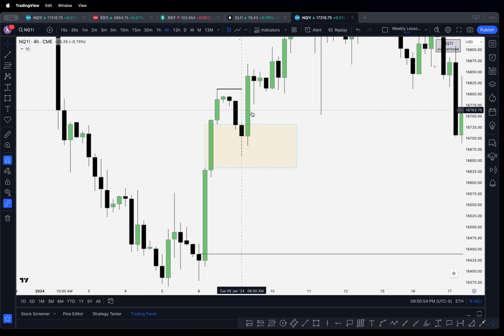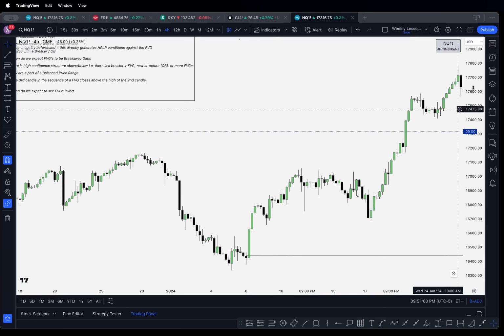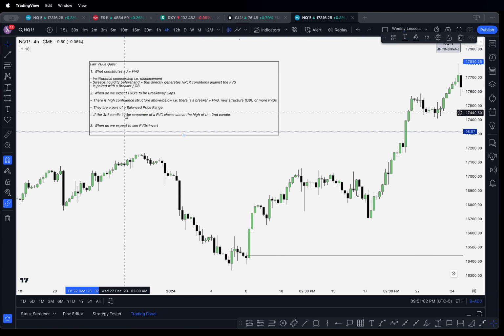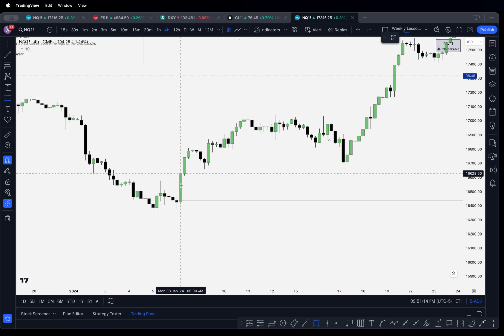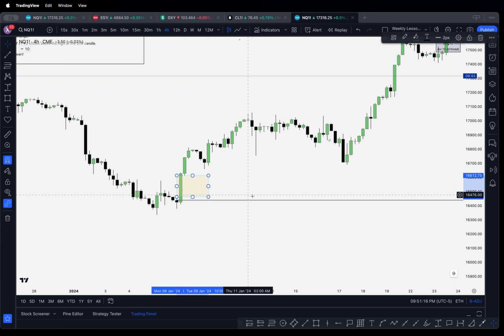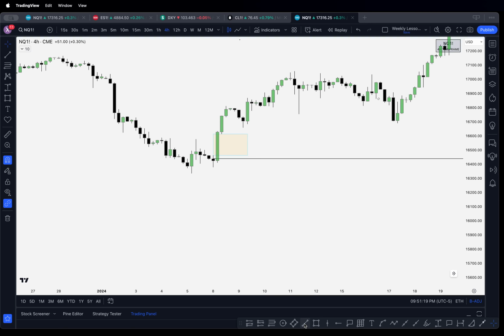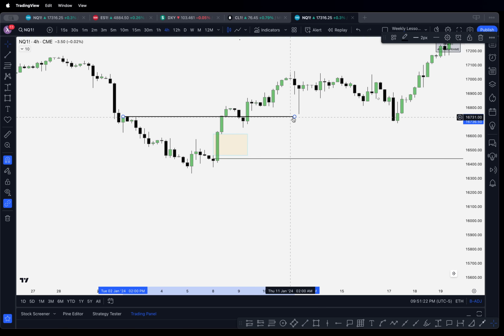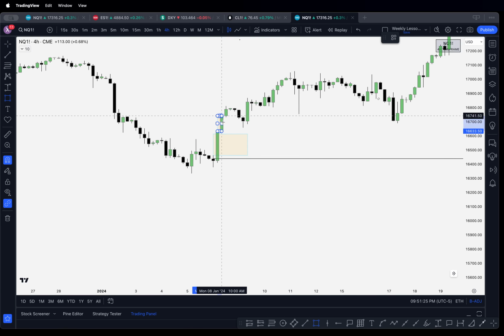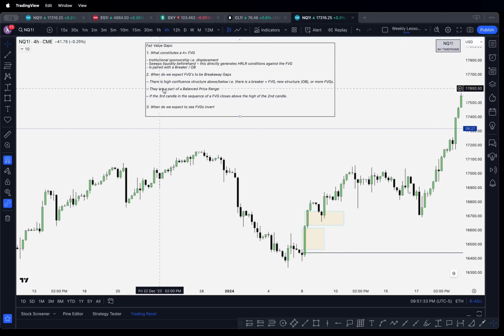But this lower fair value gap down here, you can see, because it's following, and I'm not saying use this in isolation. I'm saying use this with the rest of these conditions. Remember, high confluence structure, BPRs, and this third candle condition. So you can see in here, we have 2 of those 3 things met. We have high confluence structure above, more fair value gaps, and a breaker. And then we also have that this third candle right here is displacing the high of this second candle. So now you get 2 of these conditions. Does that make sense?